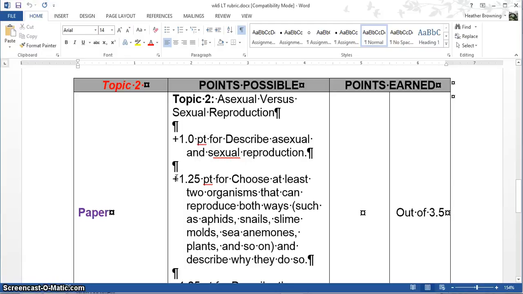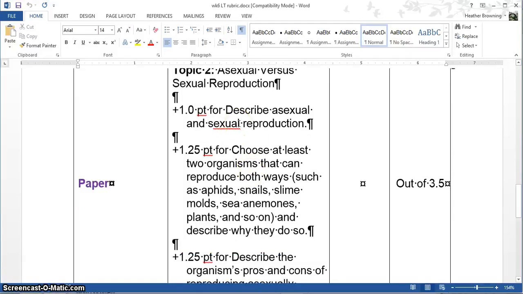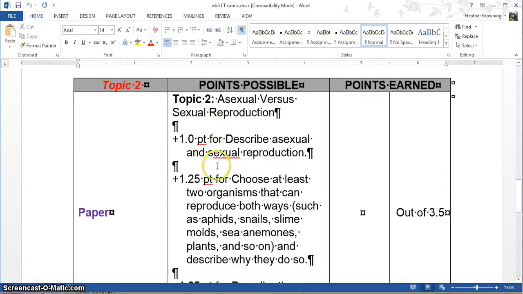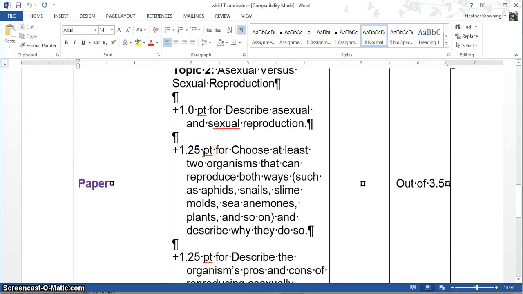Now for topic 2, asexual versus sexual reproduction. This one's going to be probably a little bit more clinical, but you get to focus on some really cool animals or plants, and that would be up my alley too. They're both kind of up my alley. Maybe that's why I'm teaching the course. So describe asexual and sexual reproduction. So what's asexual, what's sexual, kind of compare and contrast briefly though.